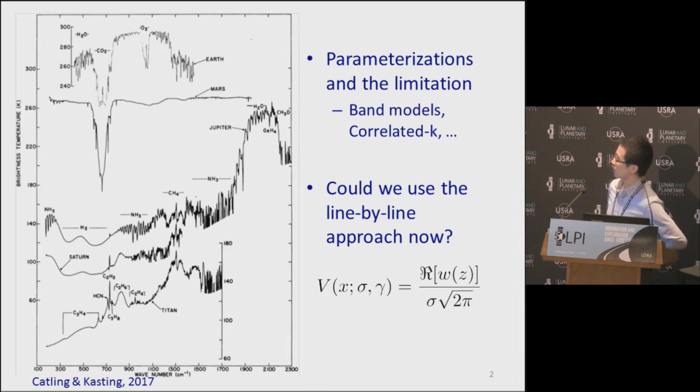The question we want to answer here is, since we have more powerful computation resources compared to the last century, the 1960s and 70s, could we use the line-by-line approach now rather than still use the broadband average results? And the answer is yes.